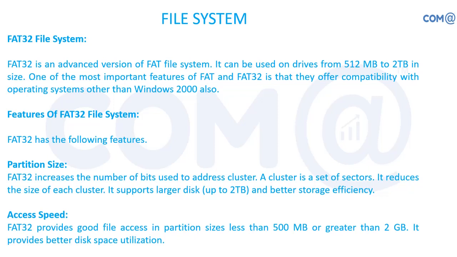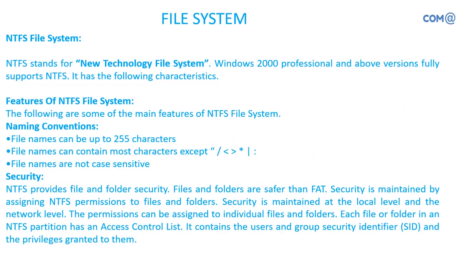FAT32 is an advanced version of the FAT file system. It can have drives from 512 MB to 2 terabytes in size. It is compatible with the latest Windows operating systems also. Even still, I can create a FAT32 file system and store data. I can use the data between FAT and NTFS, and that should not create a problem. FAT32 has a limitation of a larger size like 2 terabytes. It can support that, and it also has very good access speed.